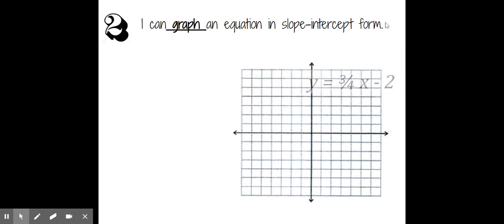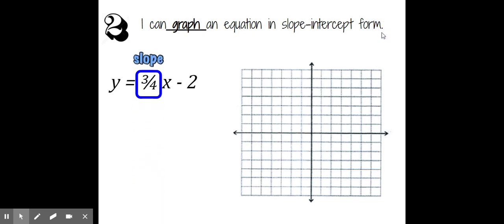So let's take a look at a linear equation. y = 3/4 x - 2. If you can identify the slope and you know what the y-intercept is, you can use those two pieces of information to easily graph. So we know that this linear equation is a line that has an infinite number of points. You also know that this line has to cross through the y-axis at -2. So that has to be one of the points along the line.